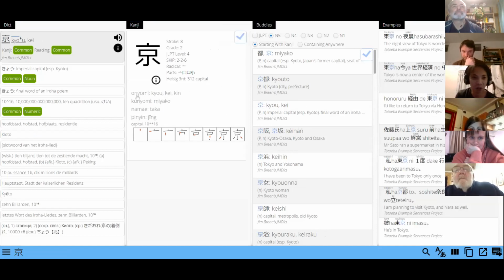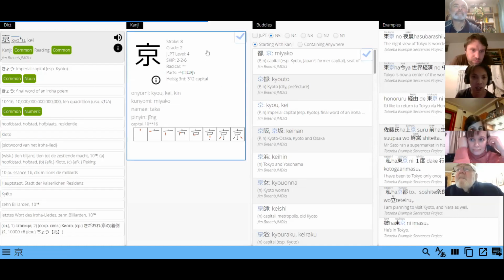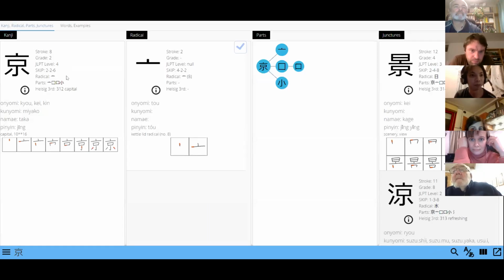So this is how it looks in AEDIC. Here are the main different meanings: imperial capital city, final words of the Iroha poem, I have no idea, or it can be 10 quadrillion, a very, very big number. And here is the actual kanji if you click on it. So these are the important pieces of information you should know.